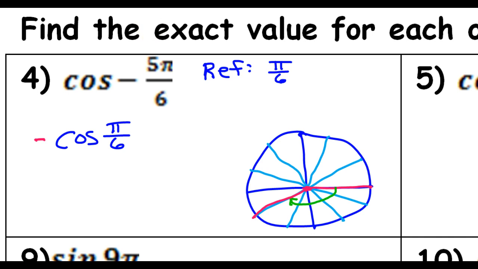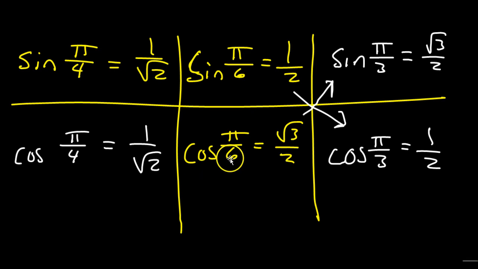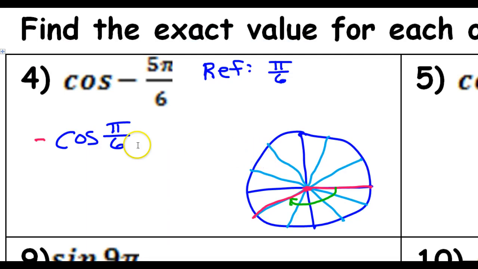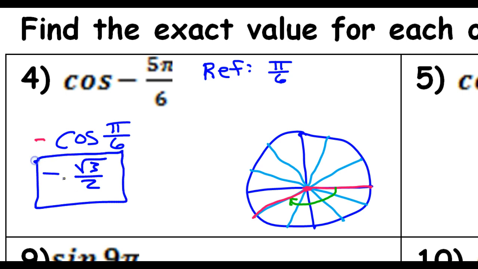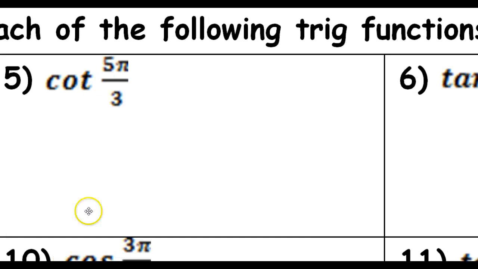Now we have memorized the value of cosine pi over 6. Remember, cosine of pi over 6 is radical 3 over 2. That should be straight off the dome, the cranium. So this is going to be negative radical 3 over 2. Kabam! That's it. Let's do the same thing with number 5.